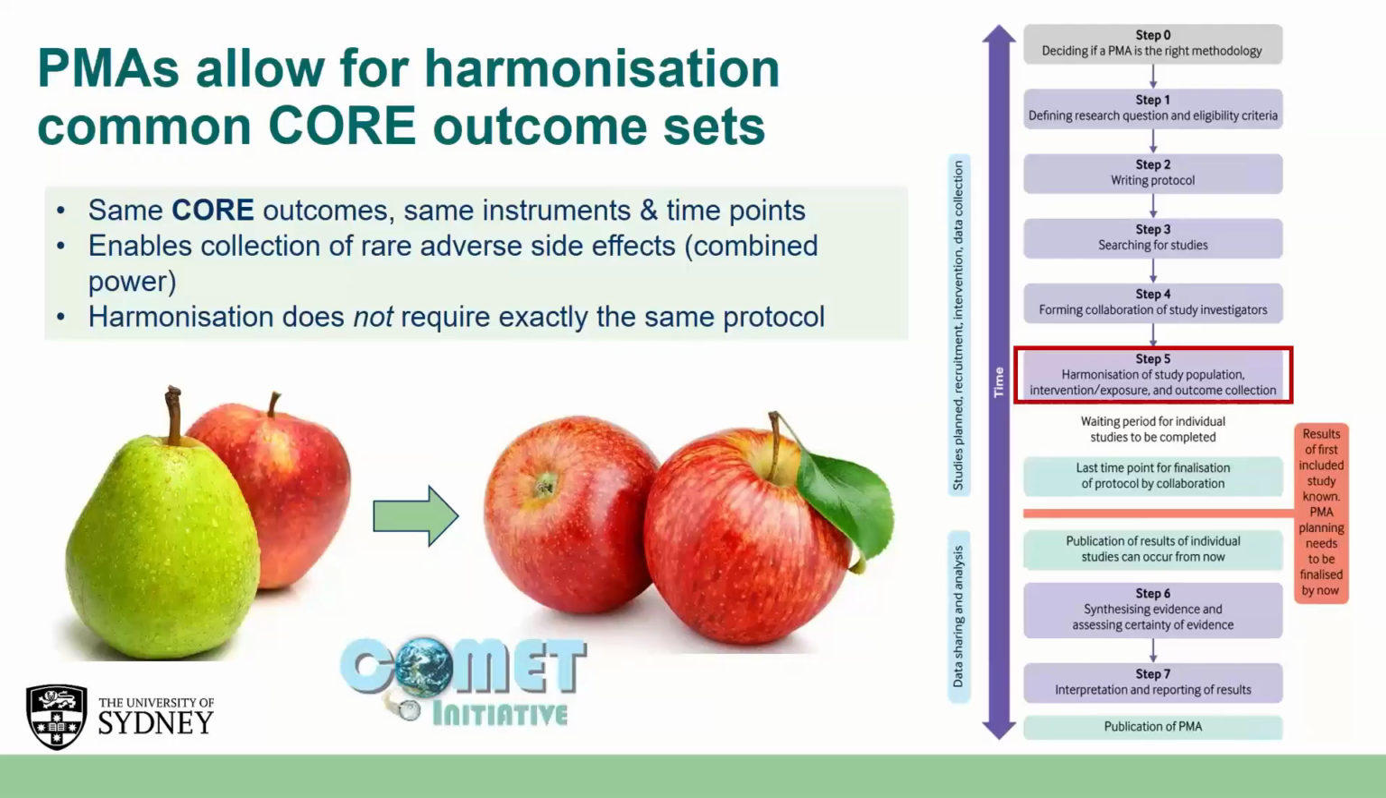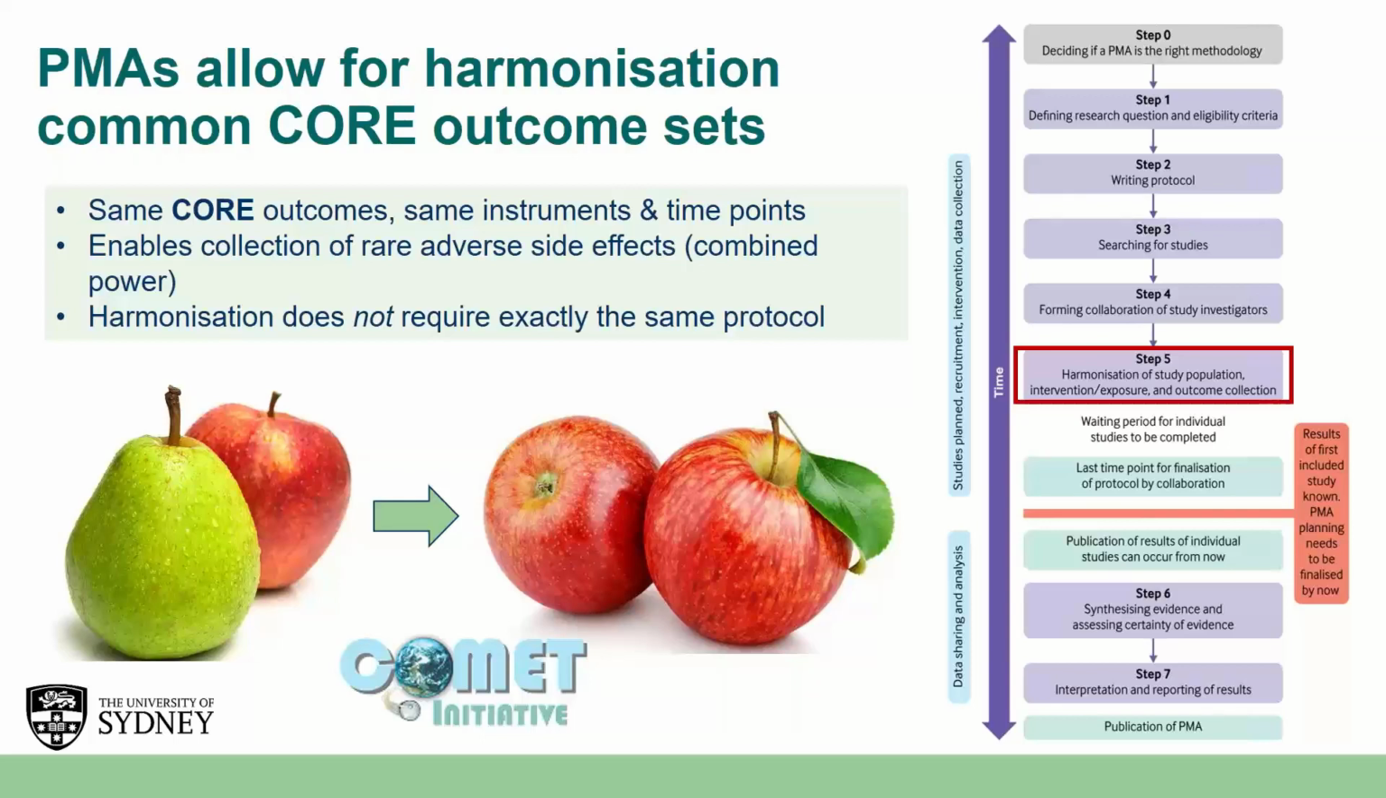So once a collaboration has been formed, this collaboration can then work together to harmonise key outcomes or other important study features. Or in other words, we can transform pears and apples into apples and apples. This can also involve trials agreeing on important rare adverse side effects that they may not have had the power, so they may not have analysed if they hadn't decided to collaborate in a prospective meta-analysis.